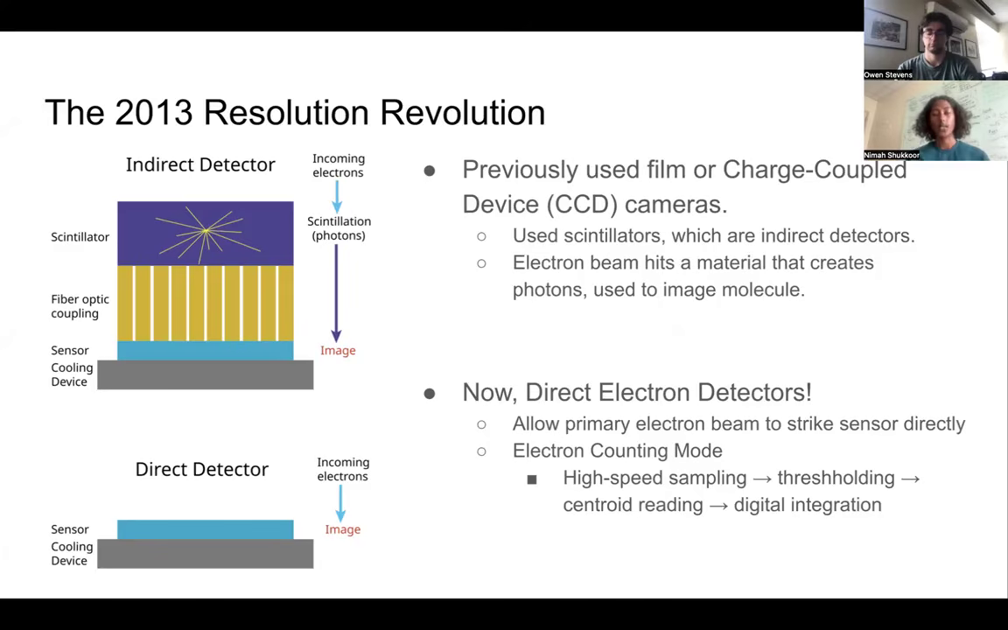So basically what this does is high-speed sampling, which just means that the sensor is read out thousands of times per second, which is fast enough that each frame likely contains either 0 or 1 electron per hit per neighborhood of these pixels. Then it does a thresholding, which is that the electrons identify discrete clusters of charge that exceed the background noise. It does a centroid reading, which is basically where this primary electron hits the center.